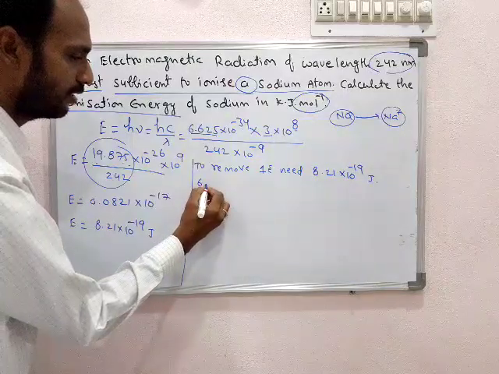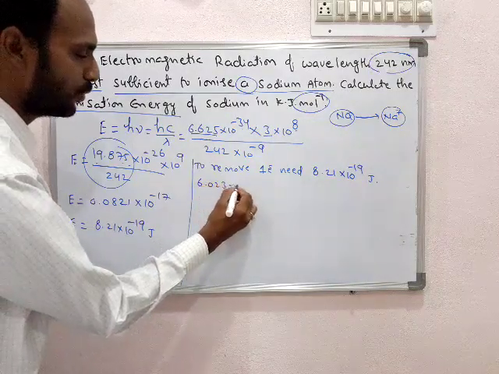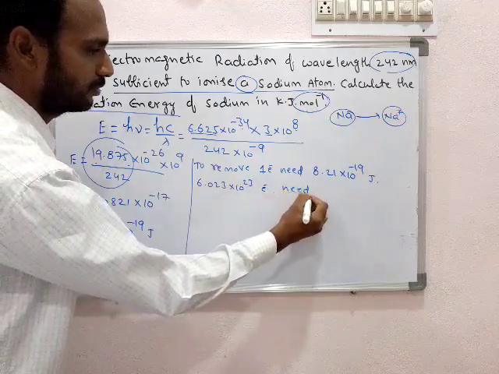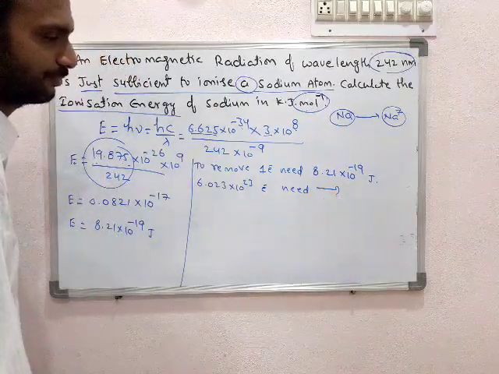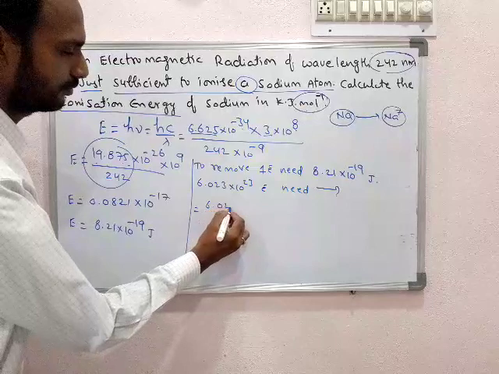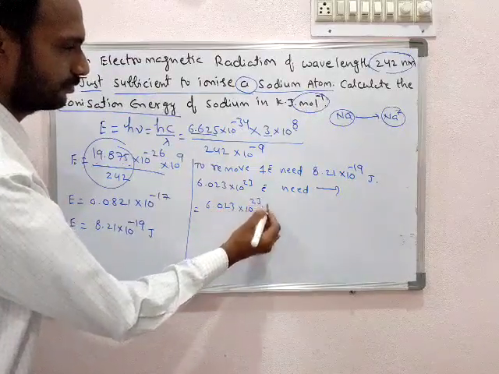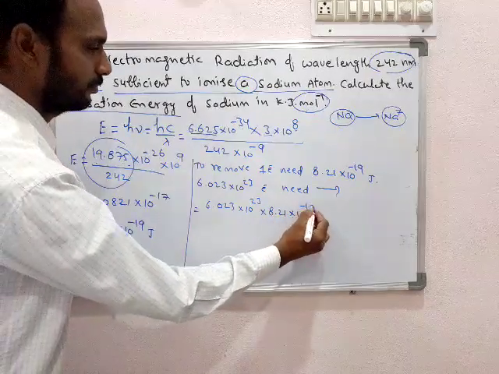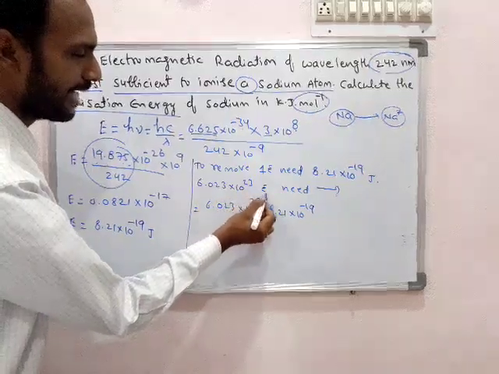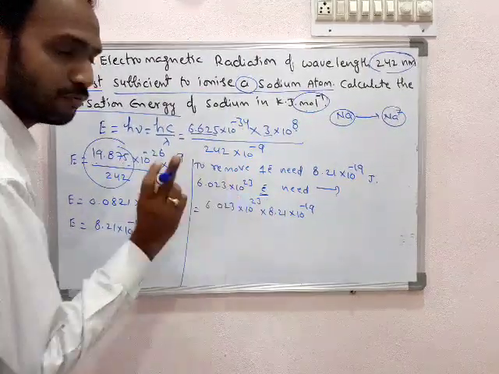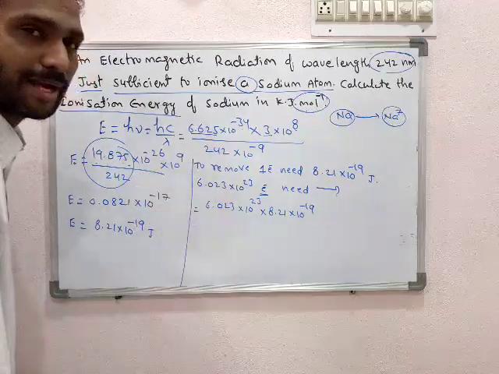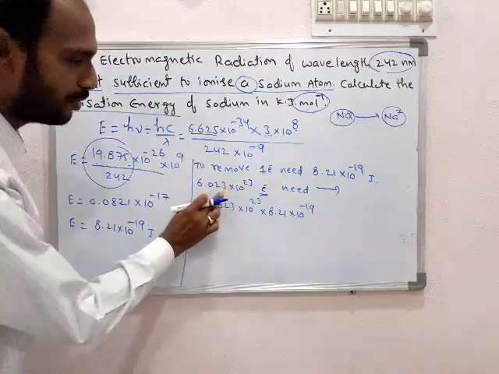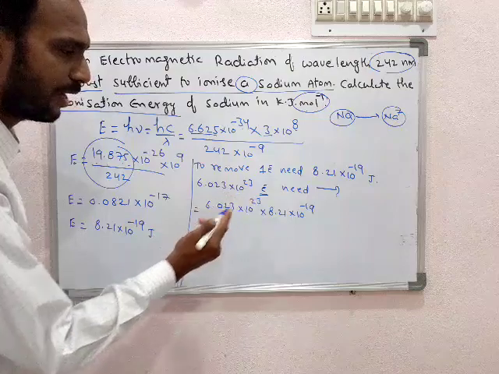So to remove 6.023 into 10 to the power 23, which is equal to 1 mole of electrons, how much energy is needed? These 6.02 into 10 power 23 electrons are present not in one atom, they are present in 1 mole of sodium atoms. From 1 atom we remove 1 electron, and here from 1 mole, from all atoms, we remove 1 each, that is 1 mole of electrons.